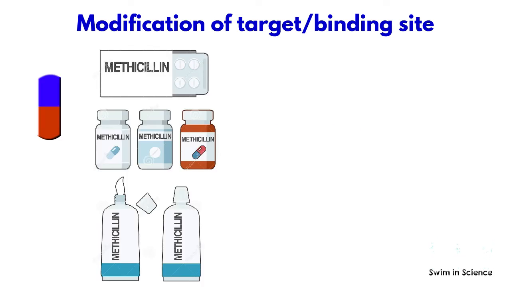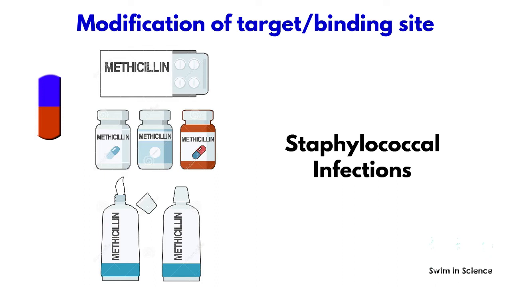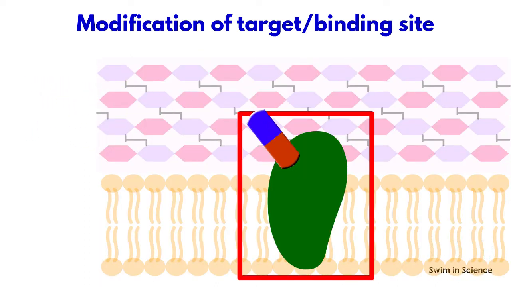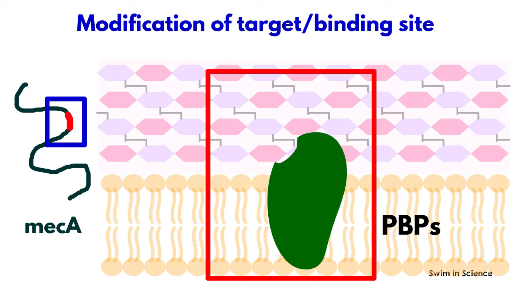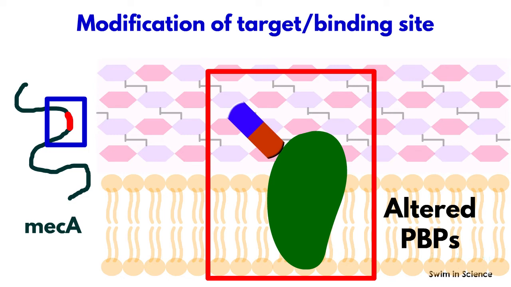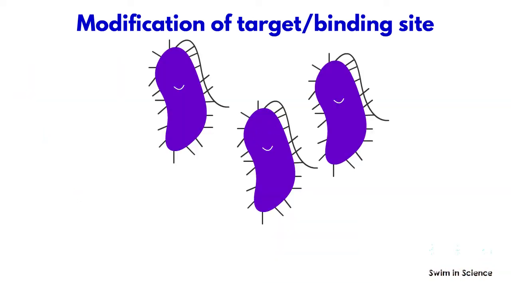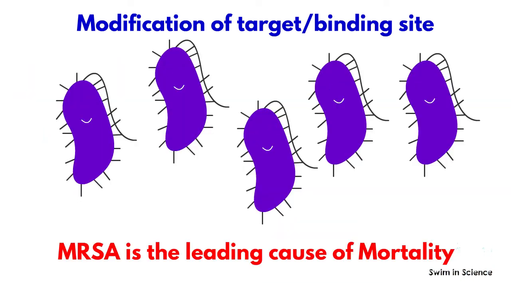Methicillin is a class of penicillin antibiotics that was commonly prescribed against staphylococcal infections. They bind to penicillin-binding proteins called PBPs in Staph aureus, which is encoded by a gene called mecA. Sometimes, Staph aureus acquires a mutation in the mecA gene, resulting in an altered PBP, which does not have an affinity towards methicillin. The antibiotic becomes ineffective and the MRSA continues to grow. MRSA is one of the leading causes of mortality or death.